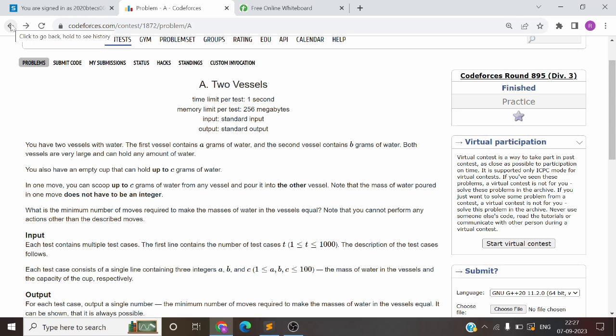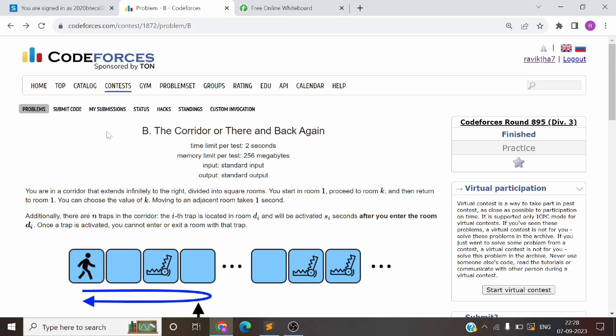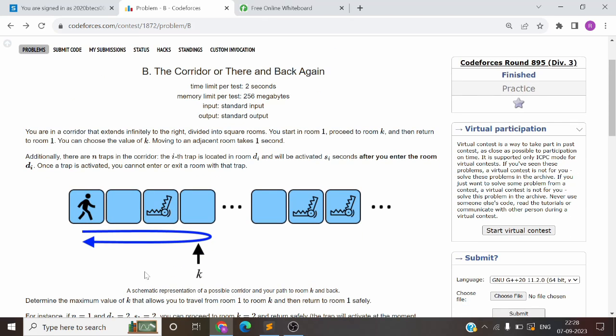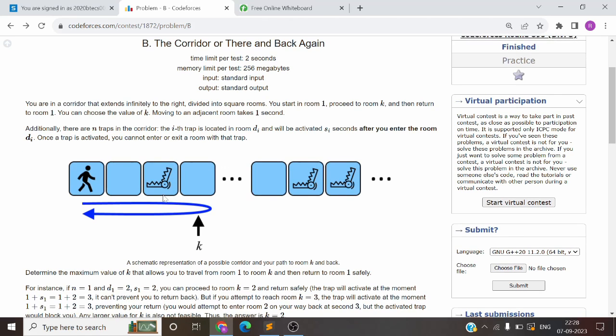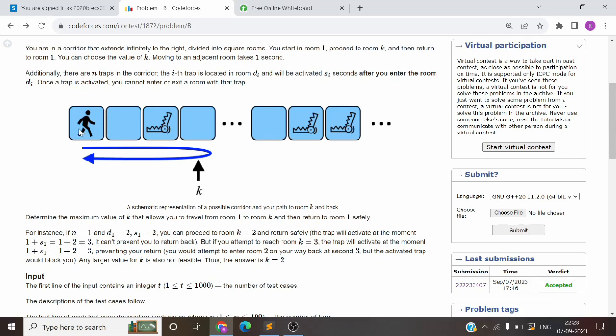We will move to our second question now. Okay, so the second problem is the corridor or there and back again. Simply, problem बहुत simple है again. एक rooms है, एक पूरा road है इसमें and rooms है. ये infinitely long road है and बीच बीच में traps रखे. And what your traps, जैसे आप उन trap पे step रख दोगे, after few seconds वो trap activate हो जाएंगे.